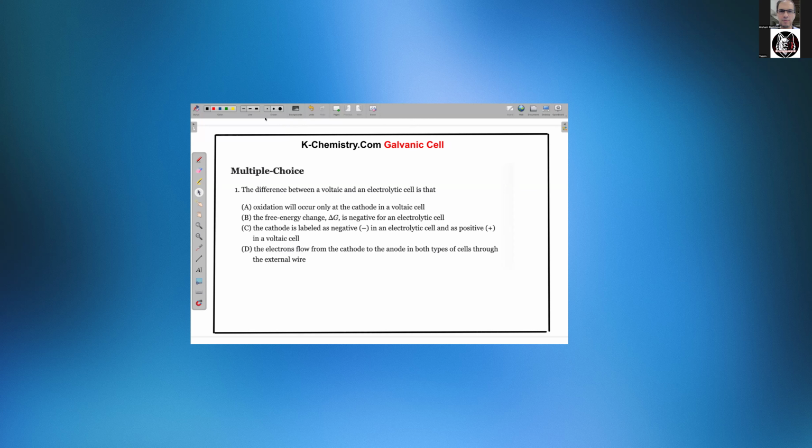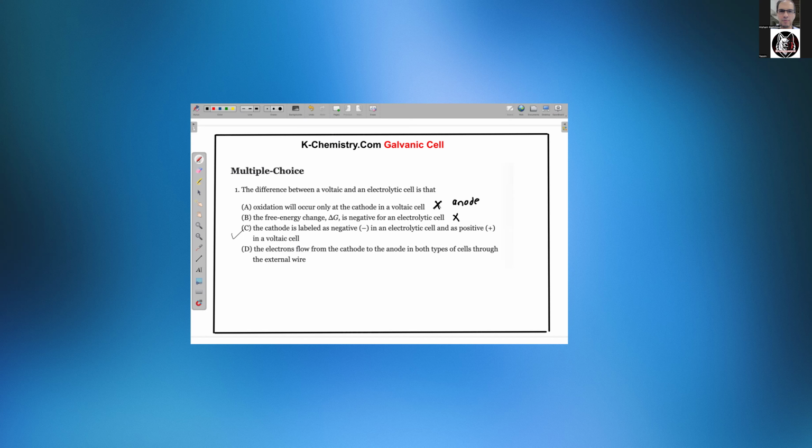So the cathode is labeled as negative in an electrolytic cell and as positive in a voltaic cell. This is correct. Excellent. The oxidation will occur only at the cathode in the voltaic cell. Wrong. It happens in the anode for sure. And the free energy change is negative for an electrolytic cell. Of course, it's not, because it is non-spontaneous.